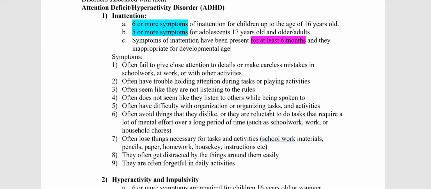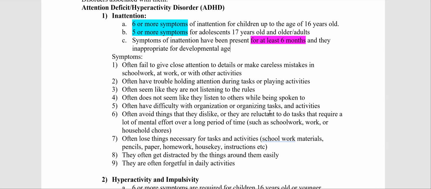Often have difficulty with organization or organizing tasks and activities. So it's not that they don't get organized. It's just their sense of organization is different than other people, which causes them to lose things, or they may not remember where they have put the things. So they find it difficult to keep things in order or on track, and they have their own filtration system of how to stay organized.